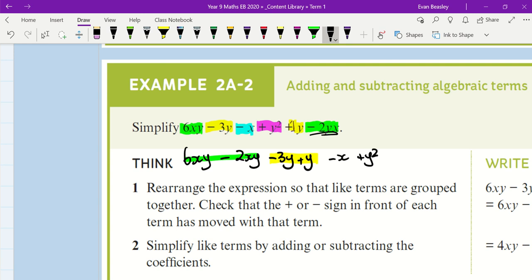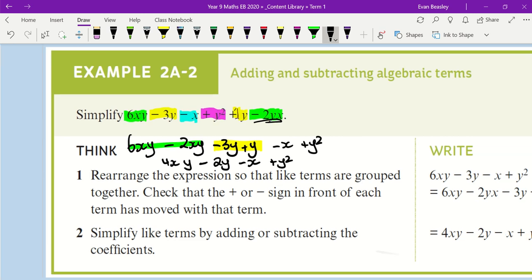Now 6 take 2 is 4. We perform our operation by adding or minusing the coefficients. Now negative 3 plus 1 equals negative 2. So that's negative 2y. And then we have a take an x and then plus a y squared. And that is what we call simplified.